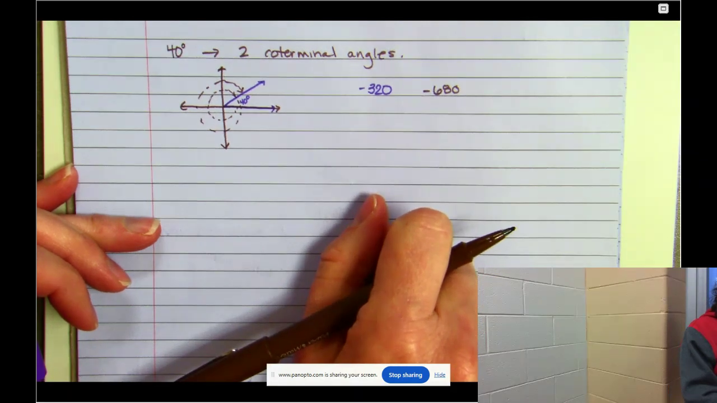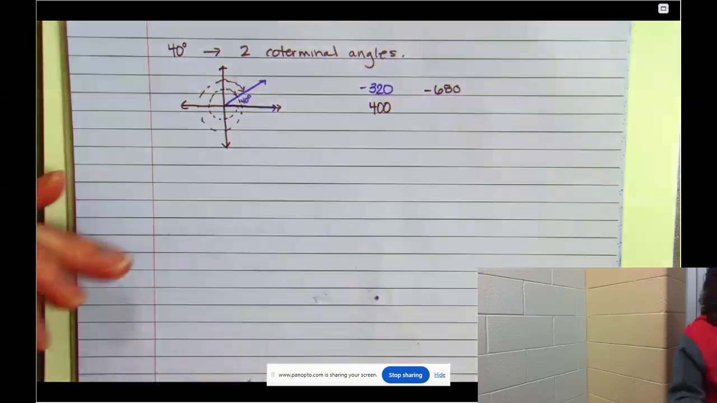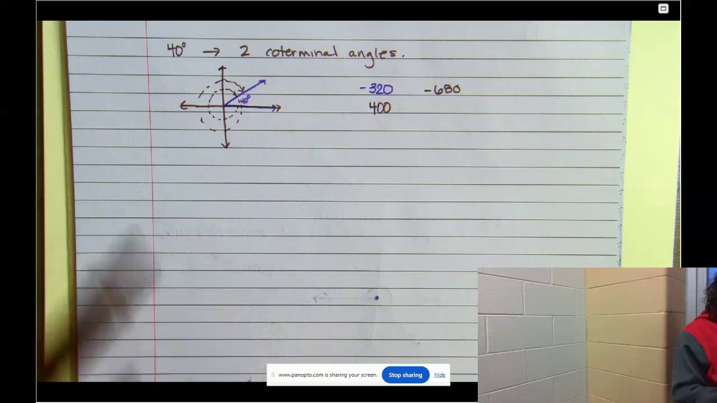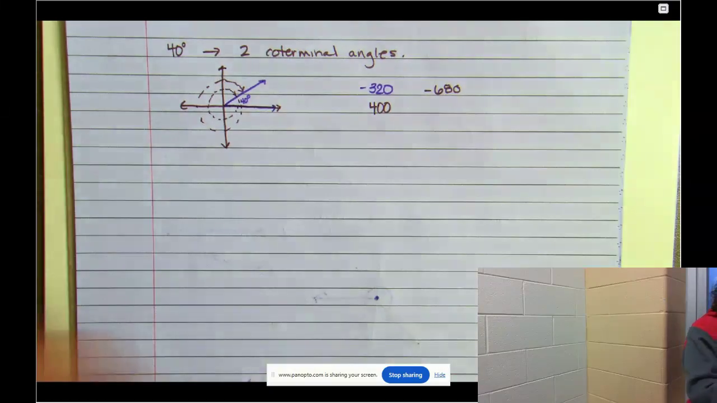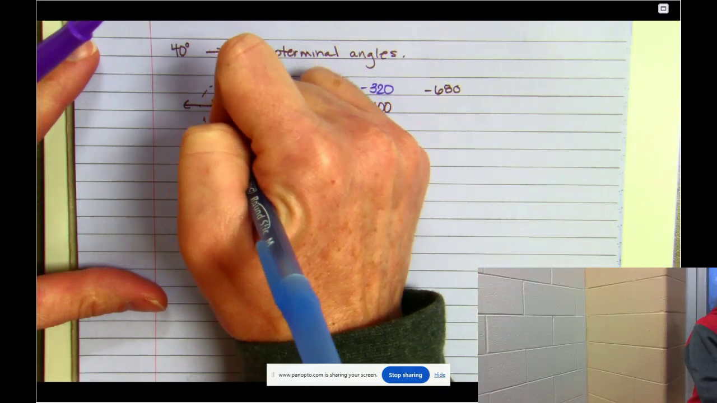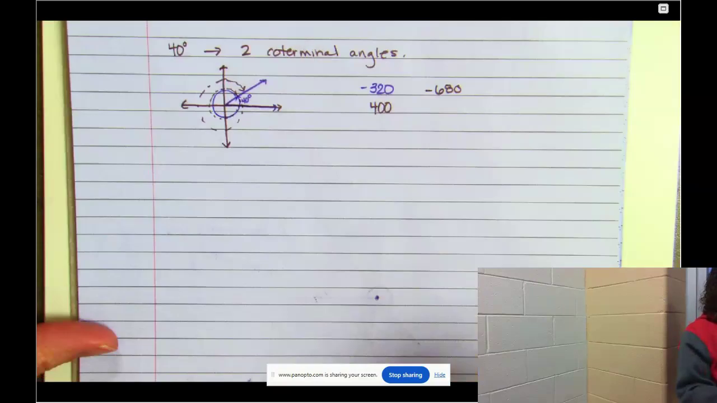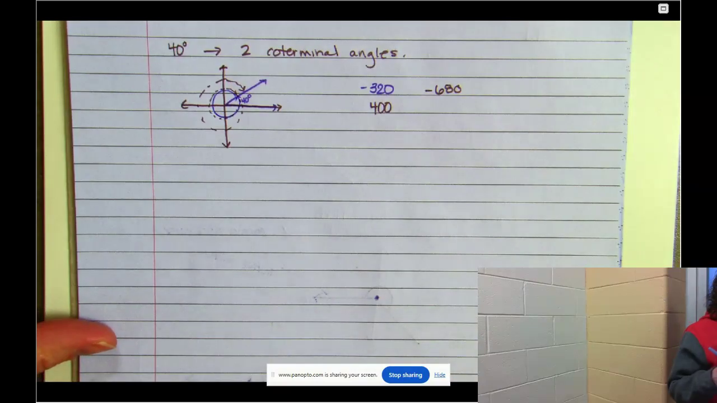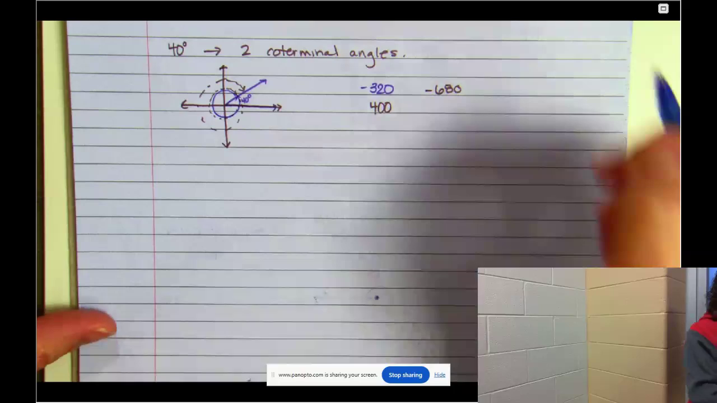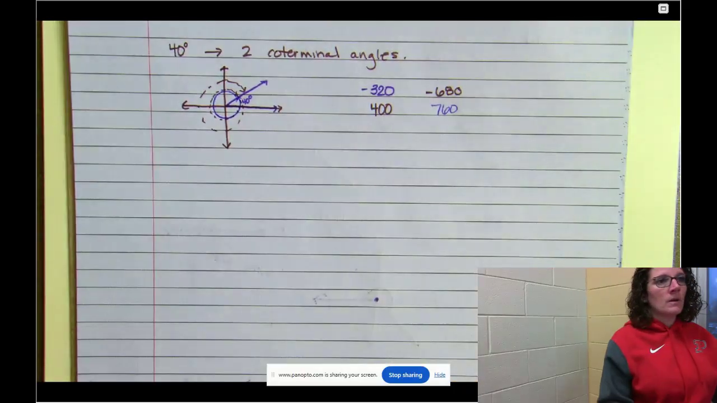Essentially. I also would say that it's 400. How is it 400? Because you're going to go forward, right? So I start at 40 and I go around again. If you can go backwards twice, you can go forwards twice, and then 760 and so on. There are an infinite number of coterminal angles.